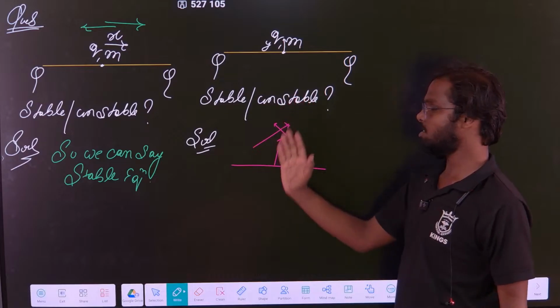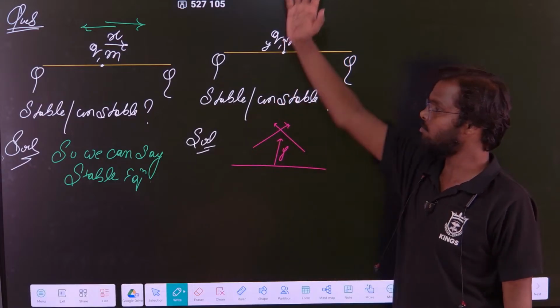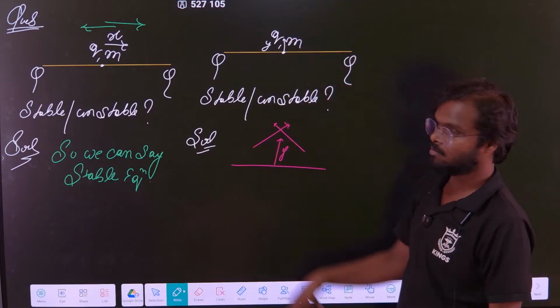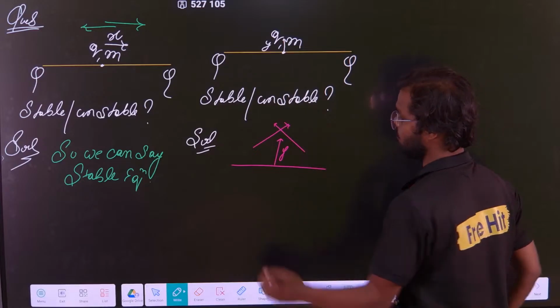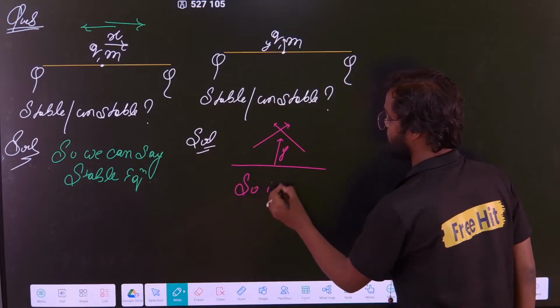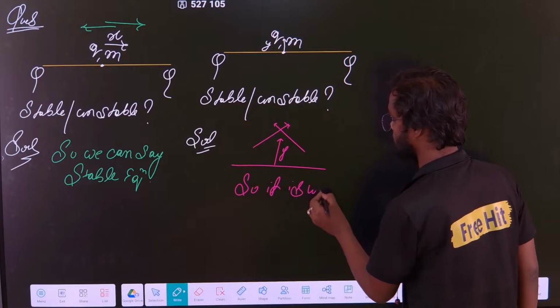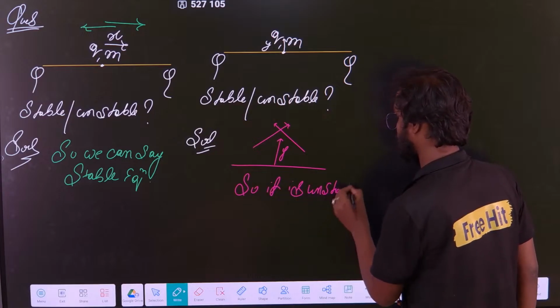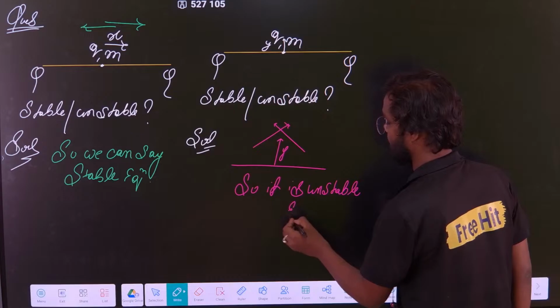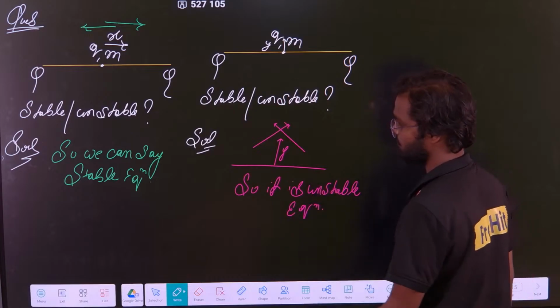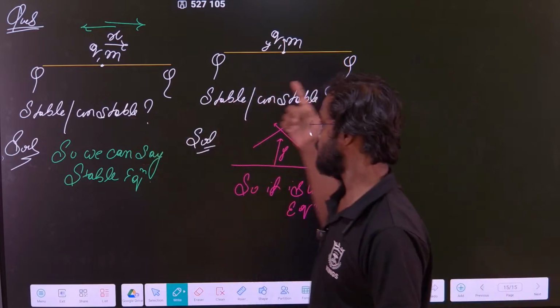We have displaced it in the upward direction and the charge is moving in the upward direction only. It is not coming back. So is it stable or unstable? It is unstable. Unstable equilibrium. Okay sir. So, sir, we have seen this is stable, this is unstable.